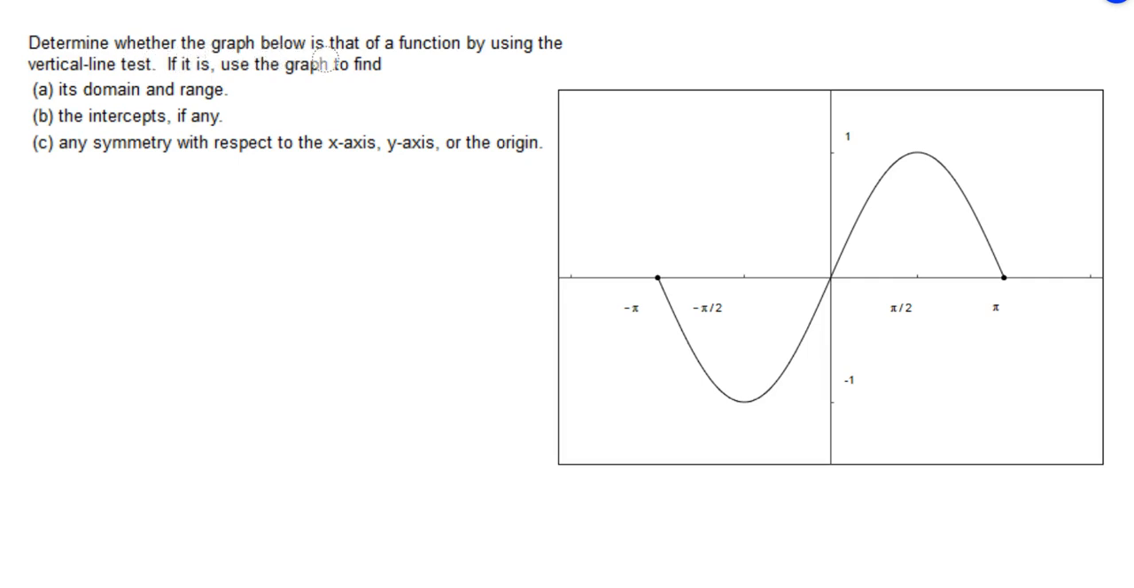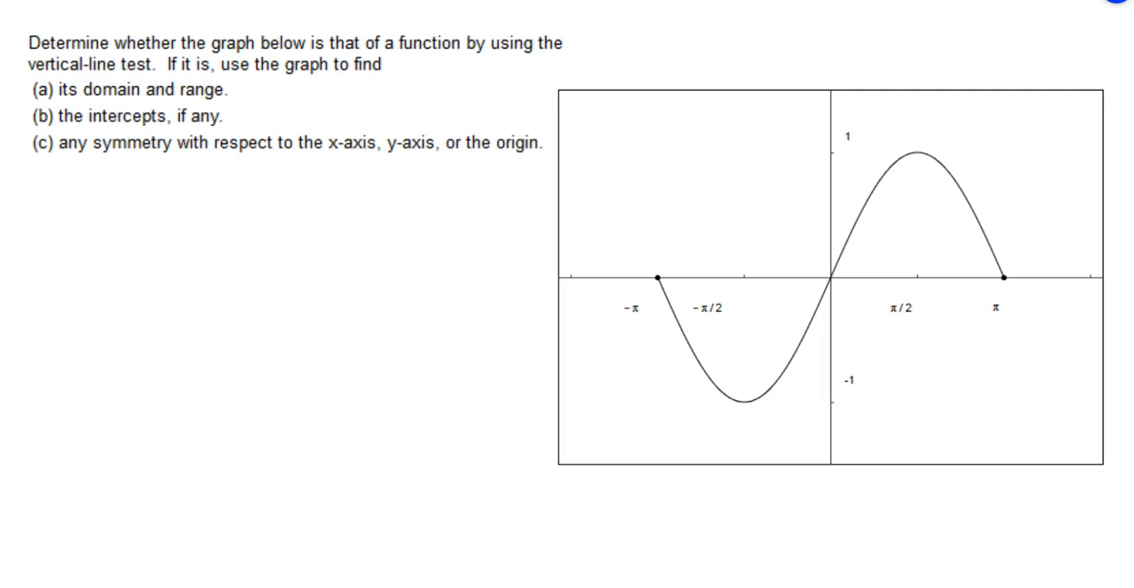Determine whether the graph below is that of a function by using the vertical line test. If it is, use the graph to find its domain, range, intercepts, and any symmetry with respect to the x-axis, y-axis, and origin. So we're going to start with determining if this is a function using the vertical line test.